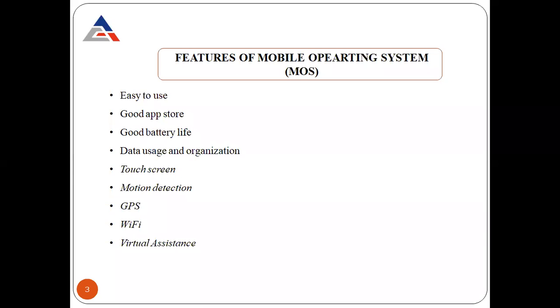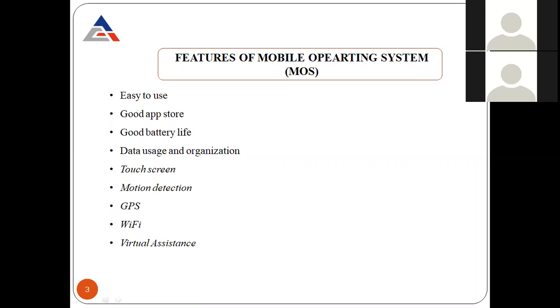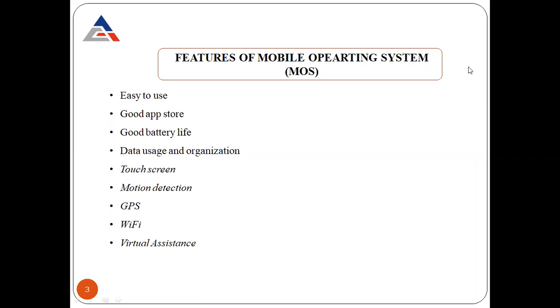Good application store. Every mobile has an application store through which you can download new applications, whatever your requirements are. Some applications are already stored in it, and when you update your application store, you get more applications there. So the application store is an area from which you can download new applications. Good battery life. Definitely, battery is an important part of mobile. A battery that lasts more time is what we always call a good battery, because if the battery life is good, we can work much longer on our mobile phone.